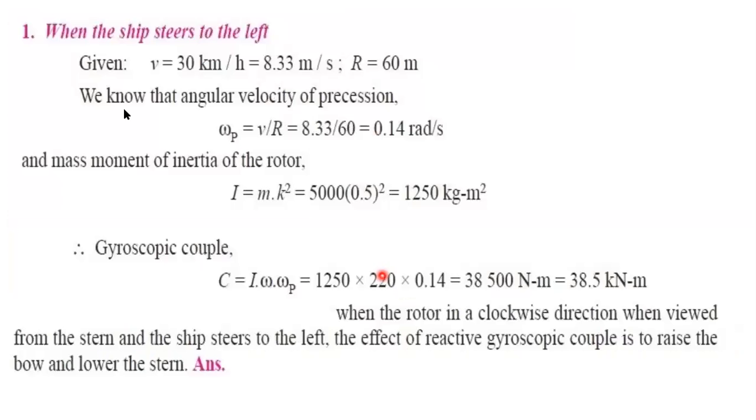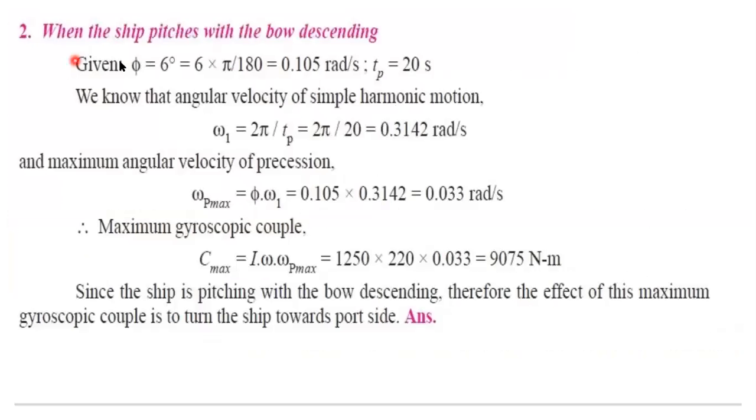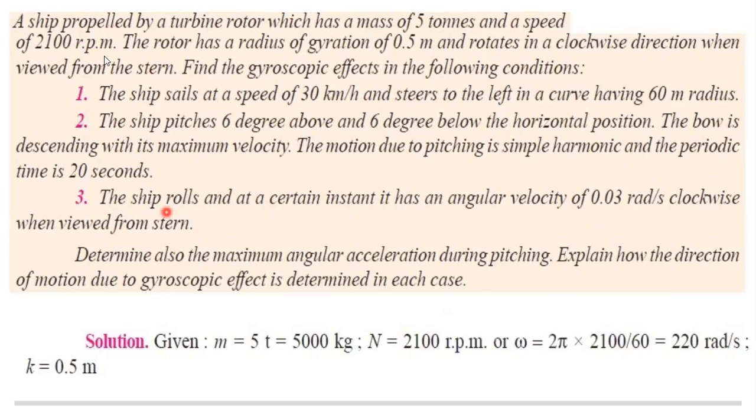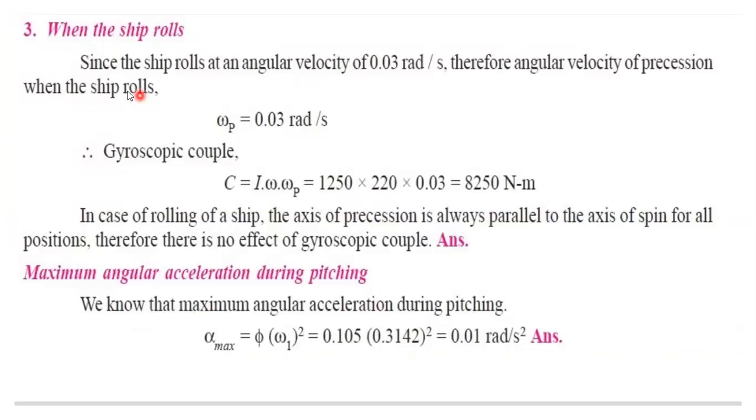The third case. Now the third case, they are saying the ship is rolling, right? So the third case is the ship rolls. Actually, this condition is not at all possible. The ship can't roll, right? Since the ship rolls at an angular velocity, they have given 0.03 radian per second. Therefore, the angular velocity of precession, that is when the ship rolls, is omega p. They have given the value directly. Now determine the gyroscopic couple. We know the value of omega. Omega p they have given in the given data, and you can determine the value in terms of Newton meter.